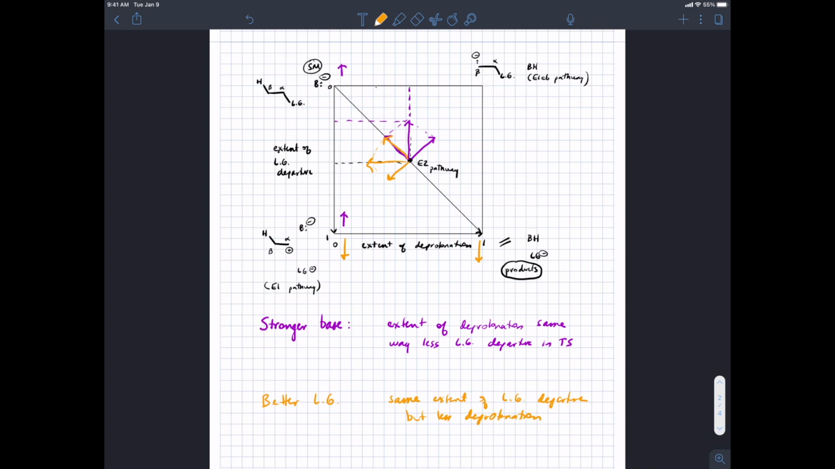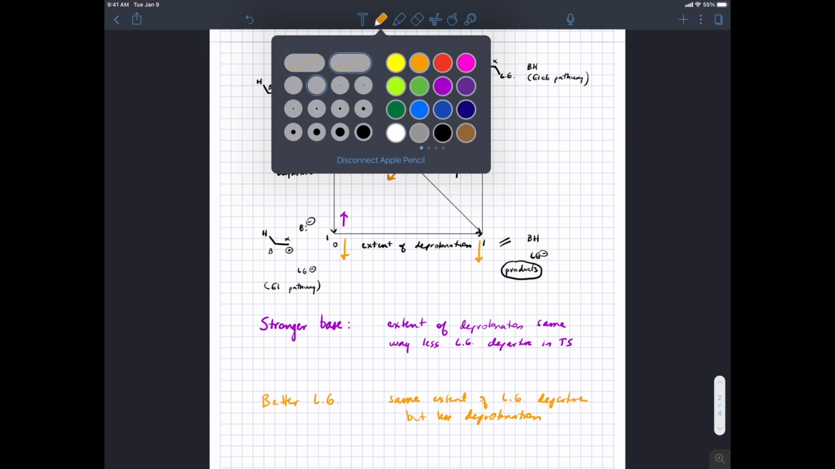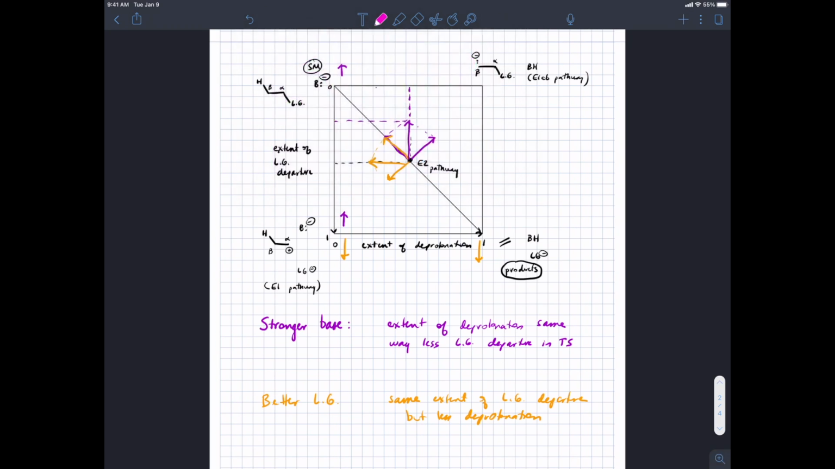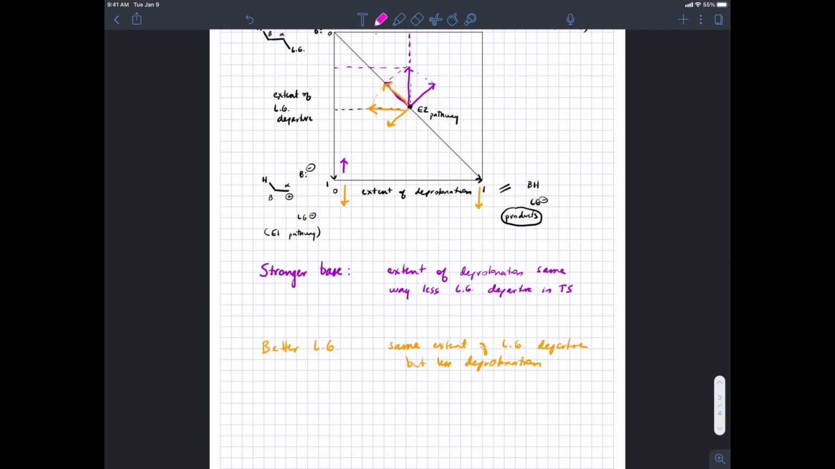But I hope what you're learning is that if we think about this systematically with one of these diagrams, we can come up with sensible predictions that you may not intuitively have been able to come up with on your own. The last thing that your text mentions as a possibility is adding an electron withdrawing group to the alpha carbon.